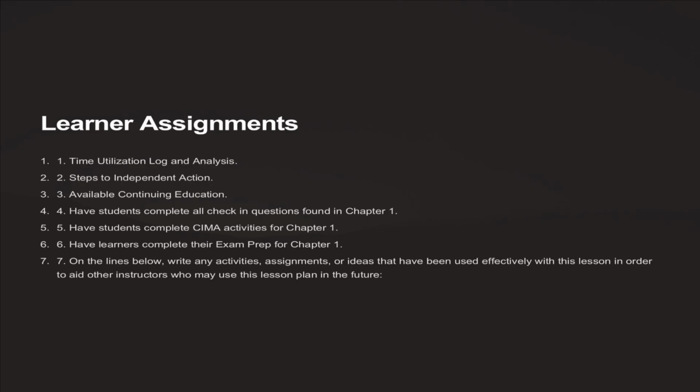3. Available continuing education. Have each student research available continuing education. It could be a training, video, lecture, article, etc. Ask students to provide you with information on the following training. Teaching method, technical skills, soft skills.